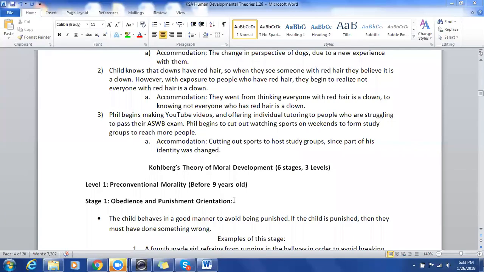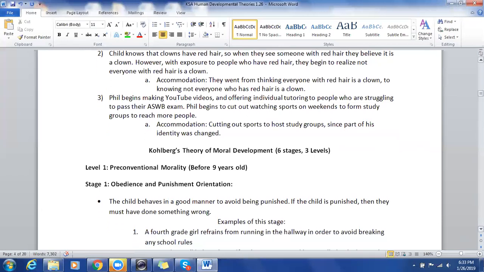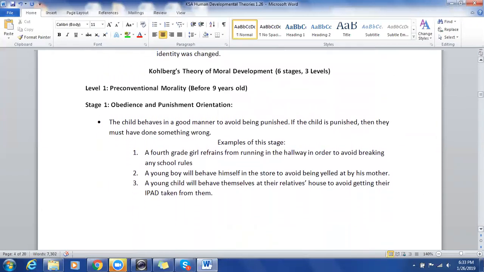All right. So the next theory we're looking at is Kohlberg's theory of moral development. 6 stages, 3 levels, kind of wonkily organized. So bear with me as we peel through it. So level 1 is the pre-conventional morality, and this is before age 9 years old. The ages here are kind of super weird because once you get to a certain level, not everyone reaches the level, so there's no real age cutoff on some of these.